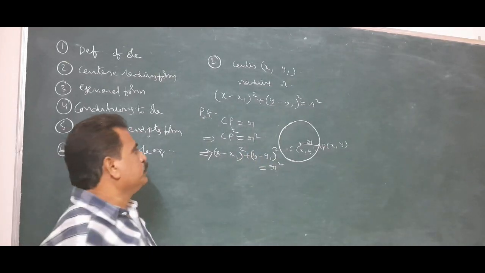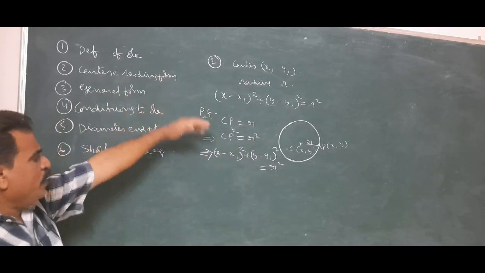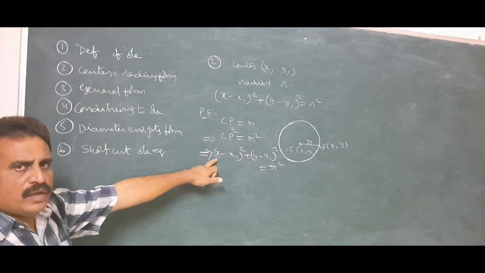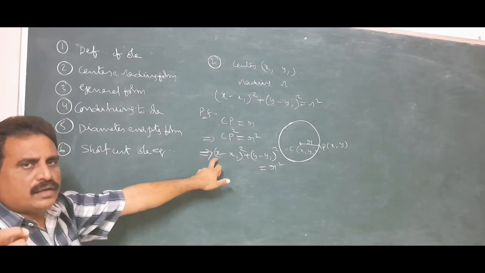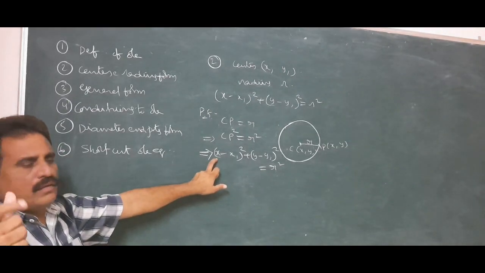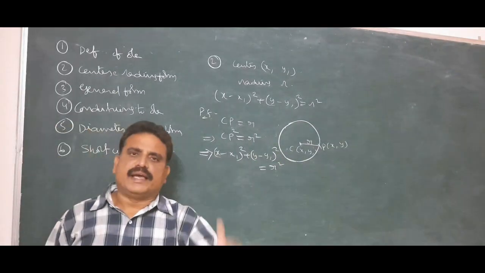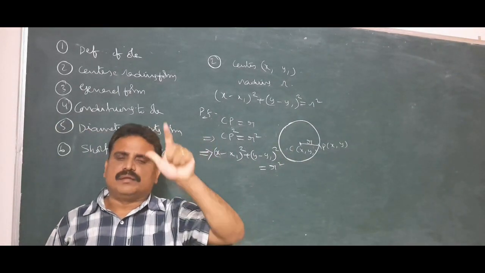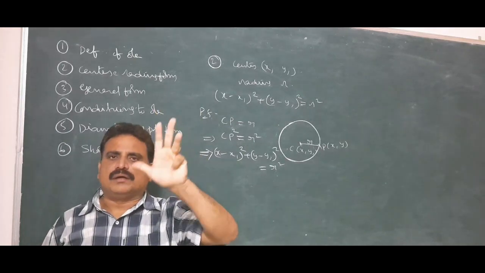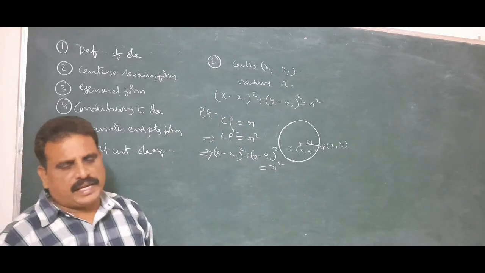Now, if you expand this, x1, y1 is a fixed point, numerical value, or a constant. If you expand this, we get x square term, y square term, x term, y term, constant. Maximum 5 terms.